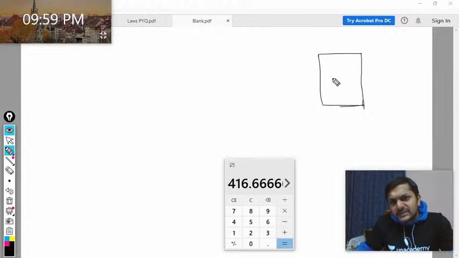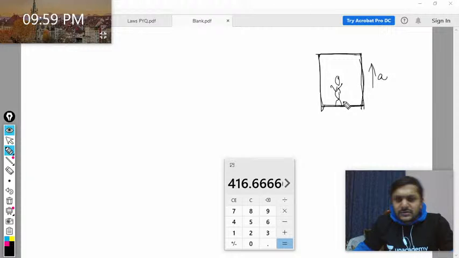See, this is the lift, and let us say this is a person standing over here. Okay, and if the lift is moving up with an acceleration a, the total downward force will be m(g + a). This will be the apparent weight.